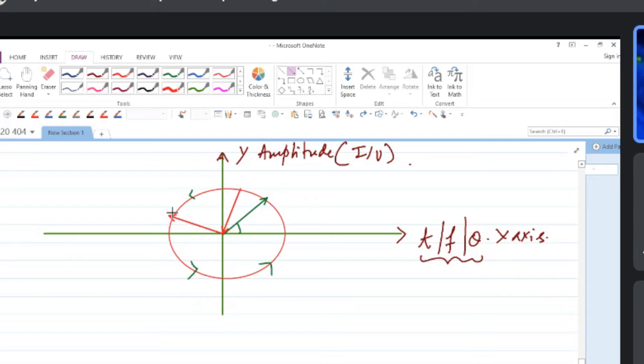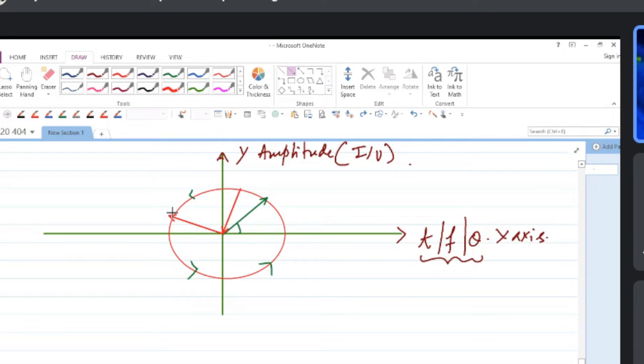Fine. So now, the reciprocal of time is frequency, which is 1 by T. This gives you the number of oscillations made in one cycle.